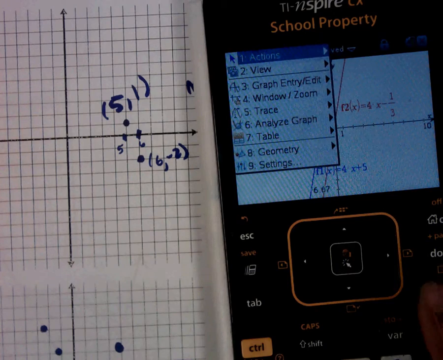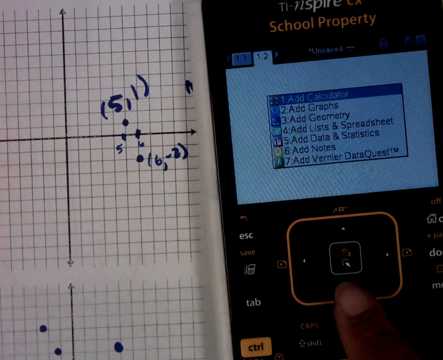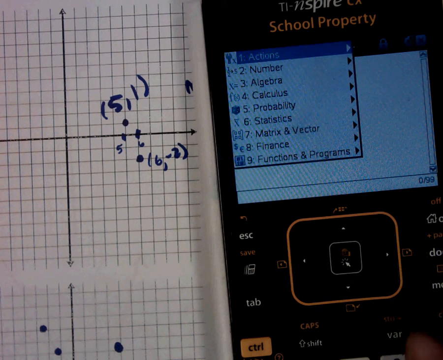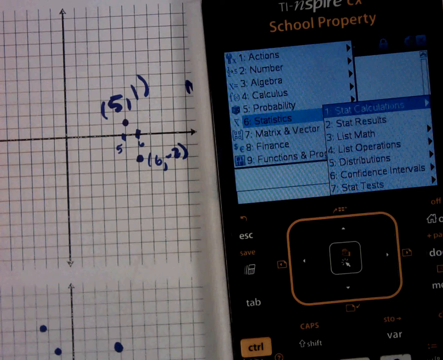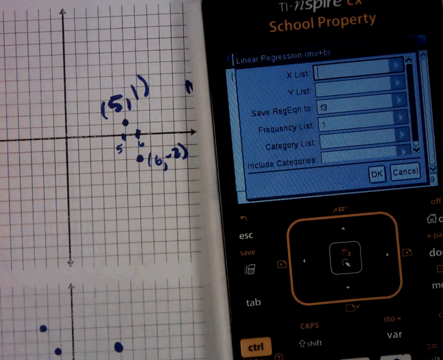So, menu, I'm in the wrong screen. Control dock, let's add a calculator. Menu, statistics, that's 6. 1, that's stat calculations. 3, that's linear regression. Let's put our squiggly lines in and put in the x values, not the y values. The x values, 1, comma, negative 2. I left out the squiggly lines, didn't I? A lot of you do that, and that's why you don't get an answer.